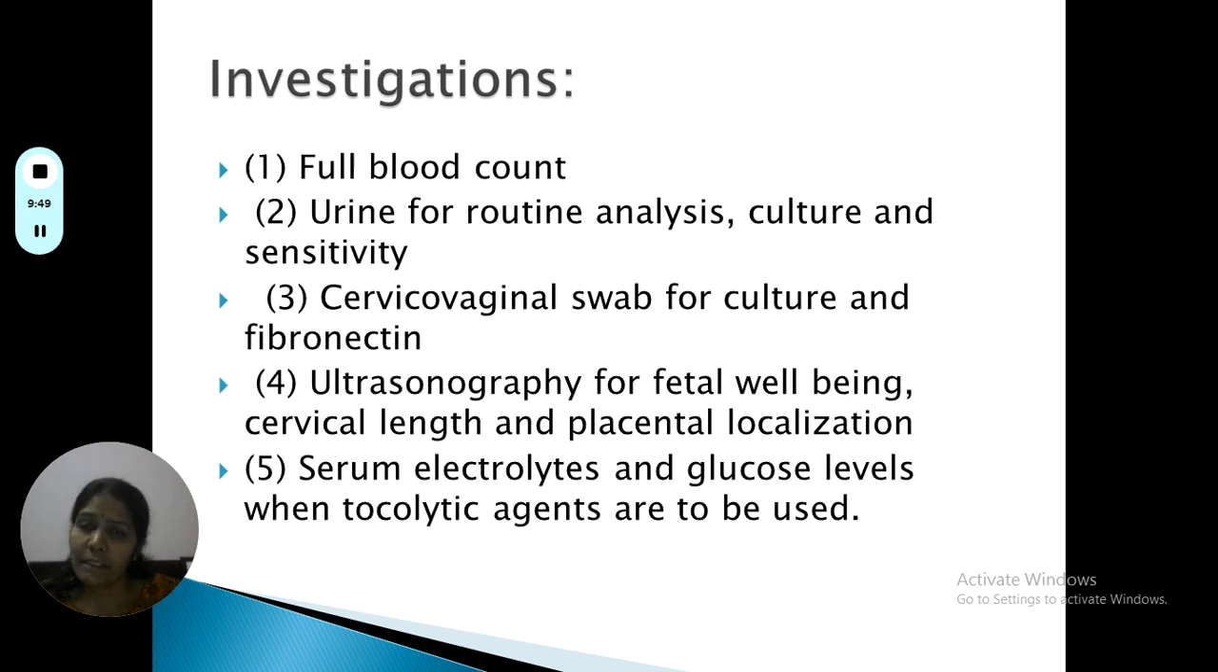So investigations. What investigations are we doing? Full blood count to rule out any infections and anemia. Urine for routine analysis, culture and sensitivity. Cervicovaginal swabs for culture and fibronectin, ultrasonography for fetal well-being, cervical length and placental localization, serum electrolytes and glucose levels when tocolytic agents are to be used. Because these tocolytic agents like nifedipine, as well as beta agonist, which now we are not routinely using, can also be used as a tocolytic agent. In such cases we measure the electrolytes as well as the glucose levels.